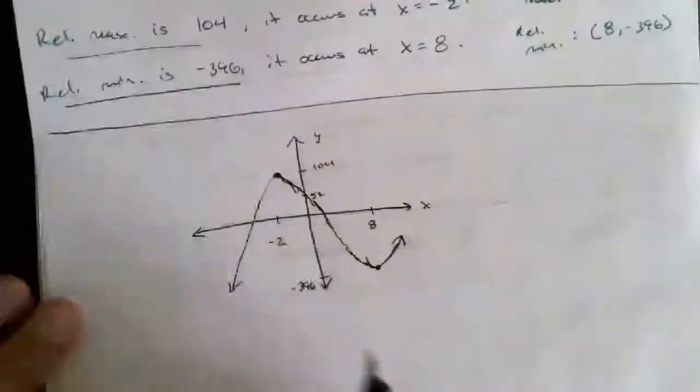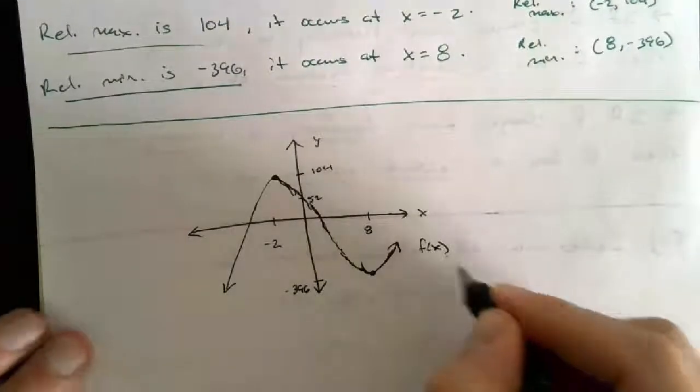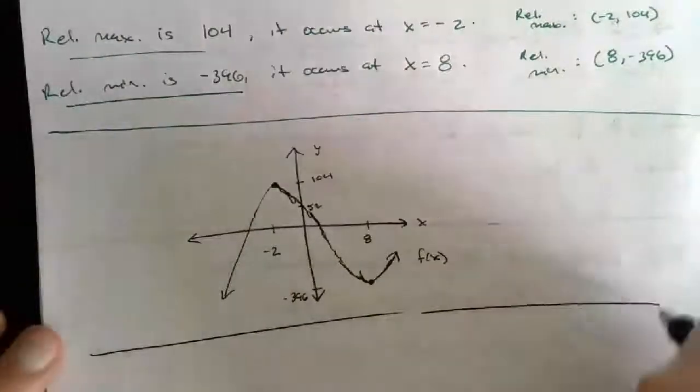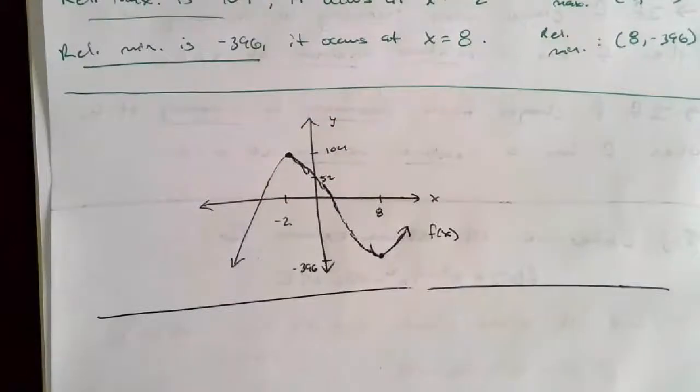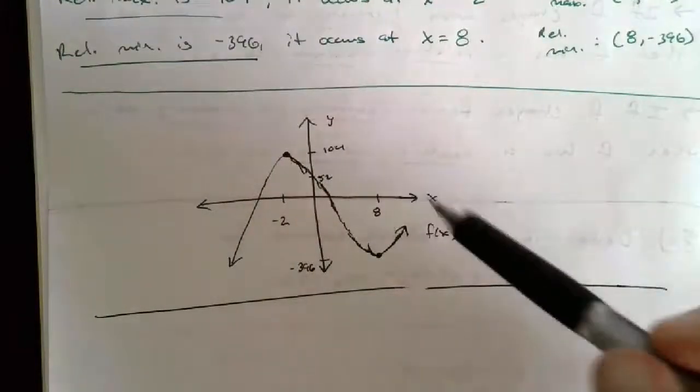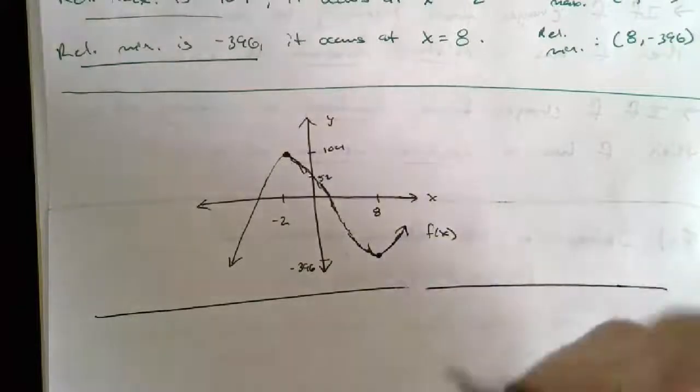So this is a rough sketch of f of x, and a lot of times we'll ask you to just do a rough sketch. We won't ask you to be too accurate, but you should be able to find the y-intercept. You should be able to plot the relative maxes and relative mins. Notice that these are relative maxes and relative mins, not absolute. Absolute would be the highest or lowest point. We'll talk about those later.